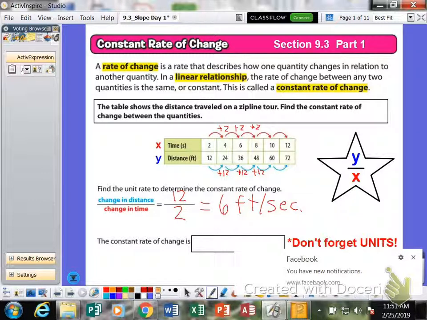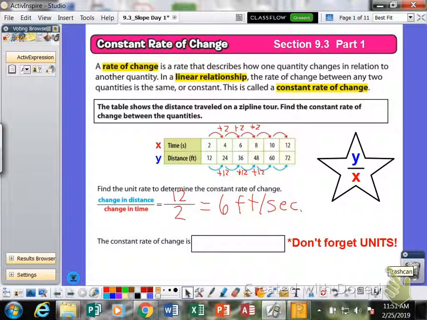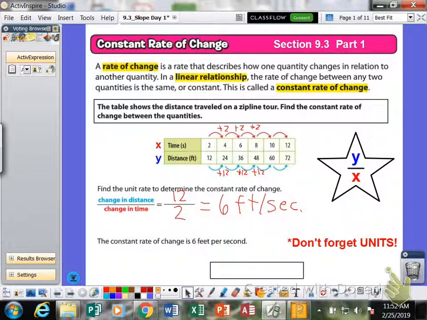Now, the constant rate of change, again, like we said, is 6 feet per second. Do not forget your units there, okay? We have to make sure that we put our units there so we know exactly what we are talking about. In this case, it is feet per second.